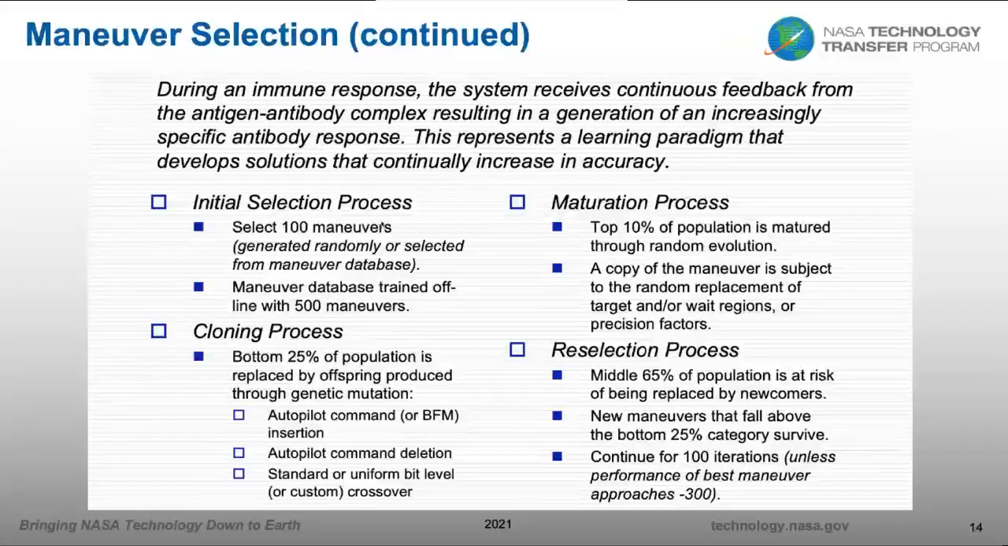During the immune response, we start off by initializing a maneuver database using training sets. We generate an initial population through random selection of maneuvers. Actually, what we do is use a normal distribution based on the strength of the problem solution mapping that is incorporated into that database. The population then goes through the cloning and maturation process and finally is placed back into the database as a learned solution. So that's the process.